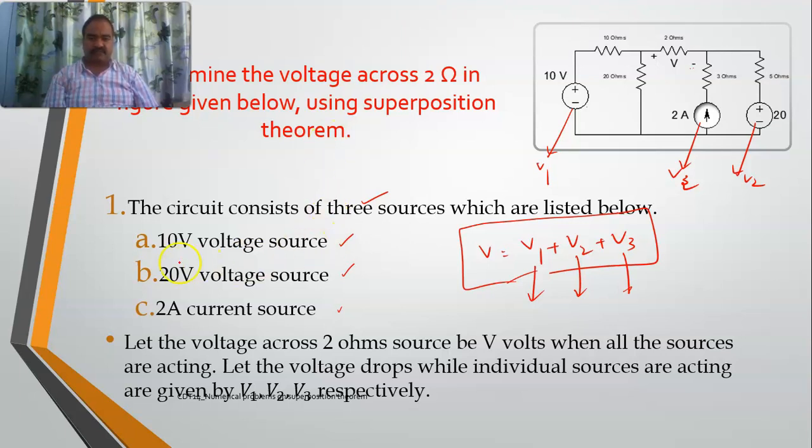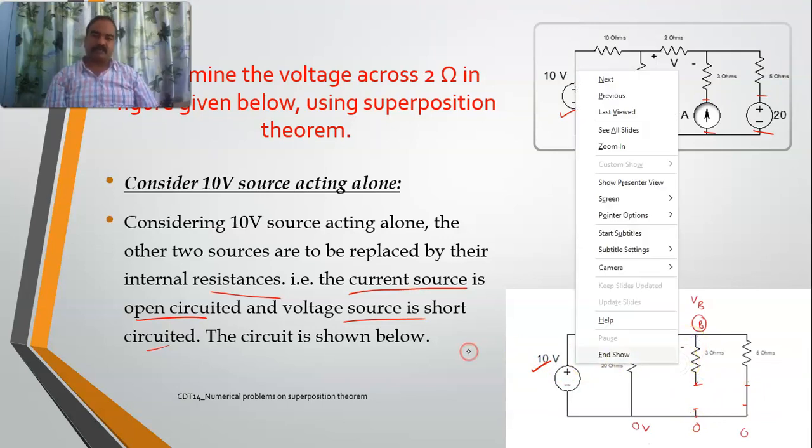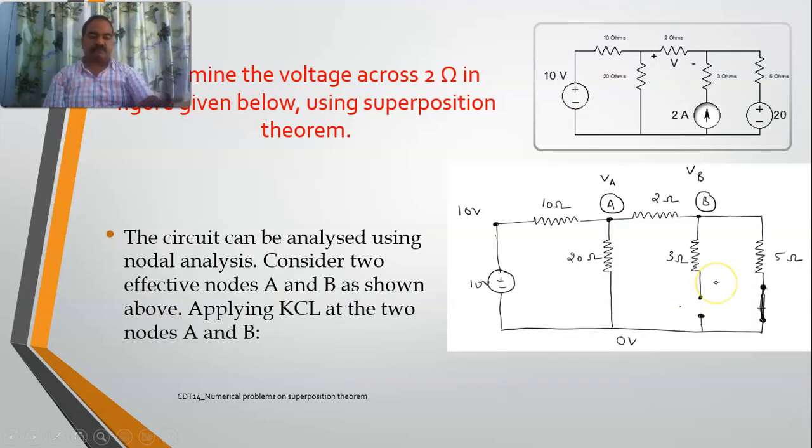So I will start with the first voltage source, the 10 volts voltage source. So this is the circuit. I am considering only this voltage source, and the other two are being replaced by their internal resistances, which means the current source is open circuited and the voltage source is short circuited. I am opening this one and shorting this one. See, this is the circuit. Only one voltage source is acting. So in that case, I will take the voltage drop as V1, and I am supposed to determine V1 now.